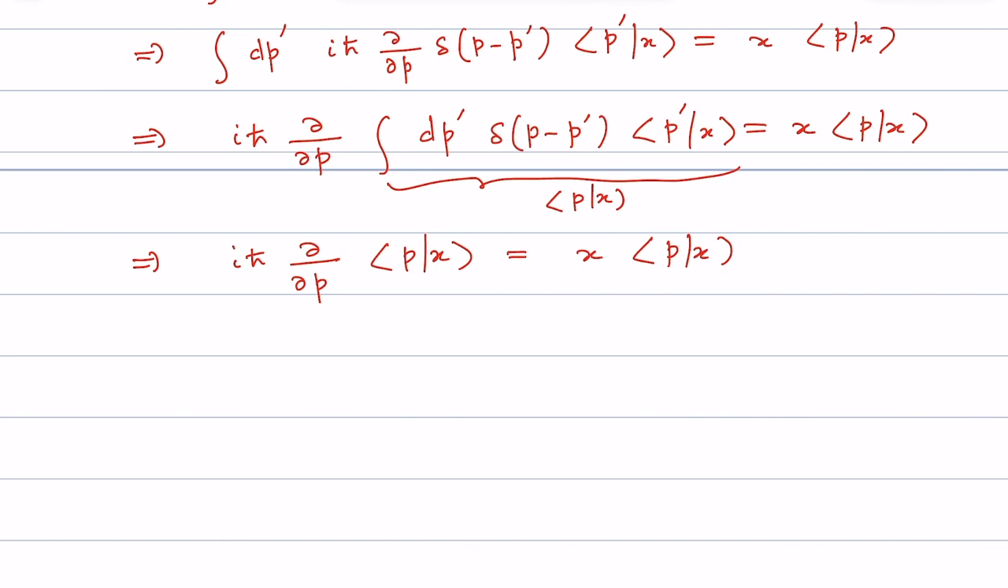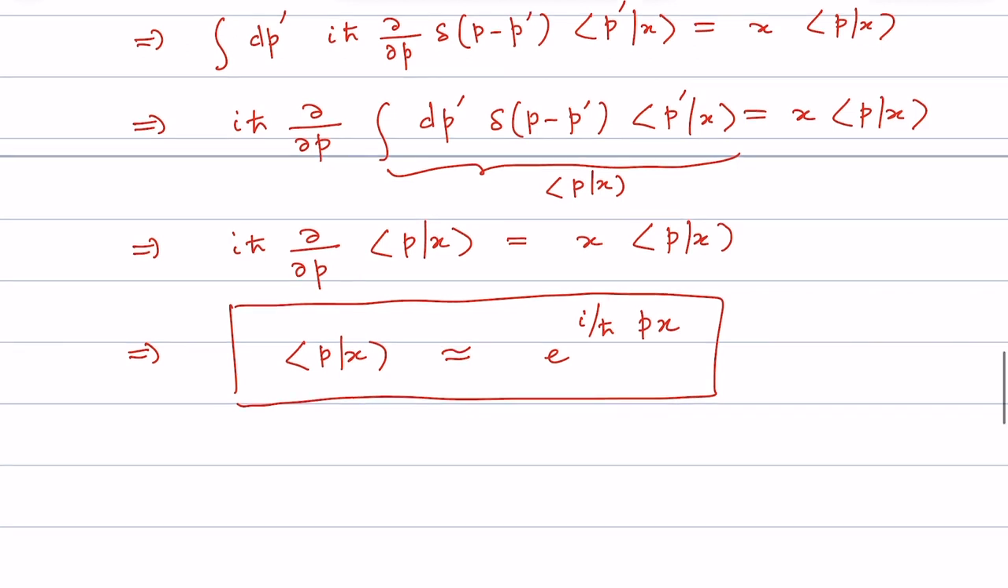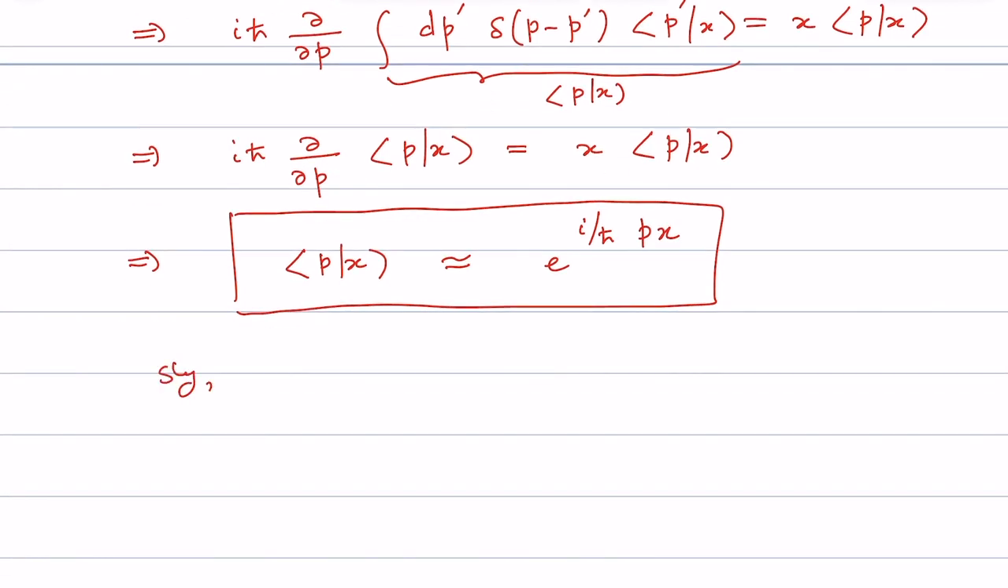This differential equation you can easily solve, and you will simply get <p|x> equal to e to the power i by ħ times px. So this is what we were asked to prove, and similarly you can prove that <x|p> would be overall proportional to e to the power minus i by ħ times px. So this is how you can prove these relations.